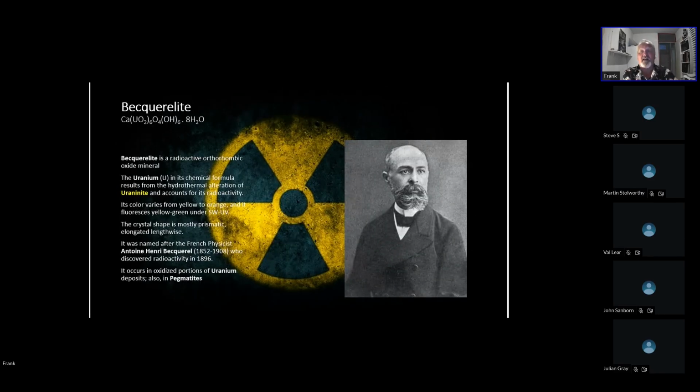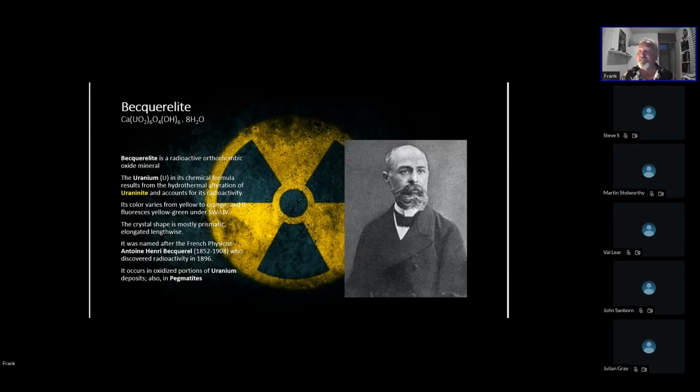And we start with becquerelite. Becquerelite is a radioactive orthorhombic oxide mineral, and the uranium in its chemical formula results from the hydrothermal alteration of uraninite and accounts for its radioactivity. Its color varies from yellow to orange, and it fluoresces yellow-green under shortwave UV.